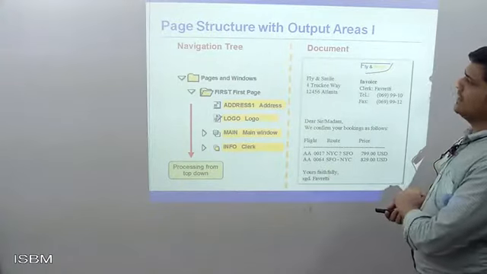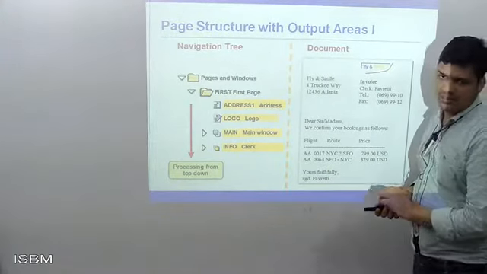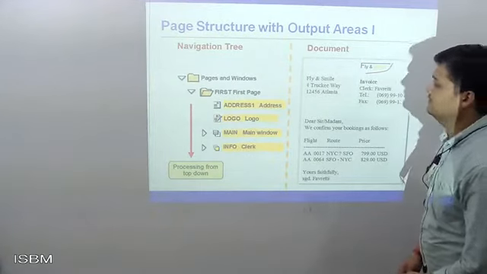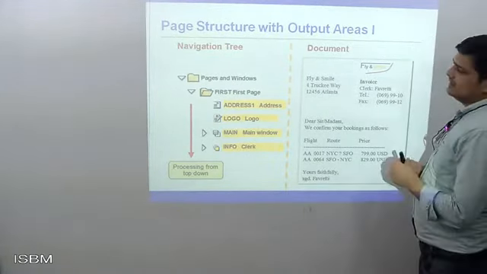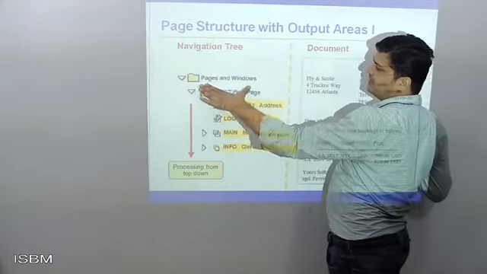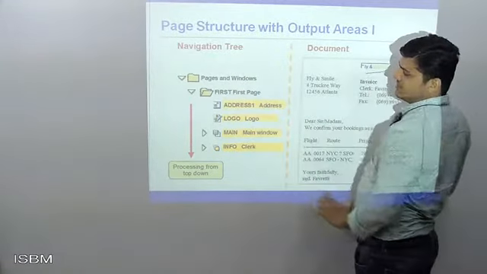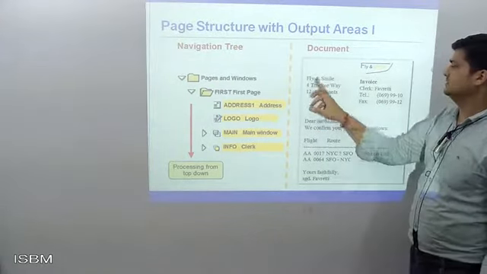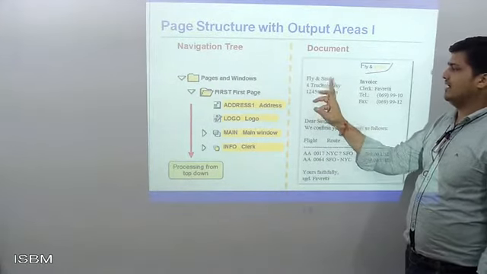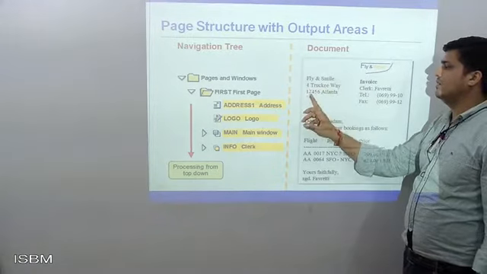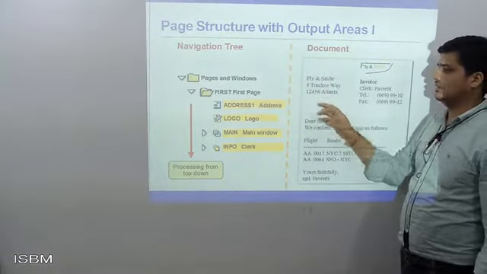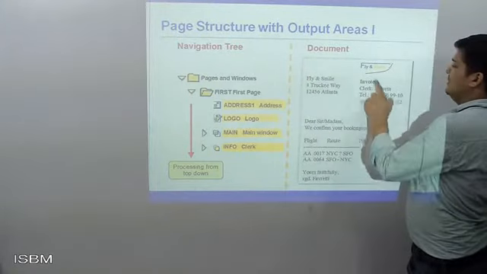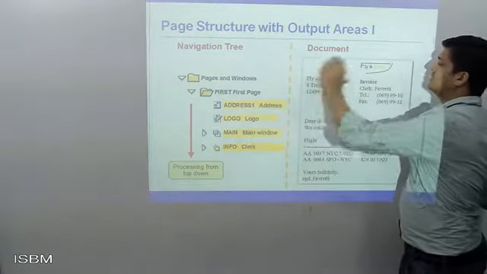Then you can see the page structure and output areas. See, in the navigation tree, we have a tick in pages and windows, the first page address. We have address 1, so you can see that address 1 over here: Atlanta, Fly and Smile, 4 Trunky Way, 12456, Atlanta. So we have written it over here. Then we have a logo window, so this logo is showing over here.